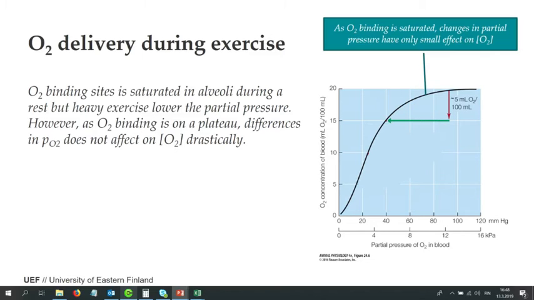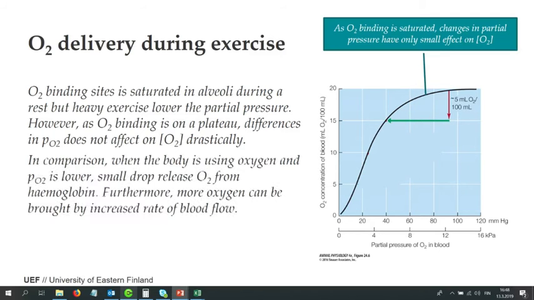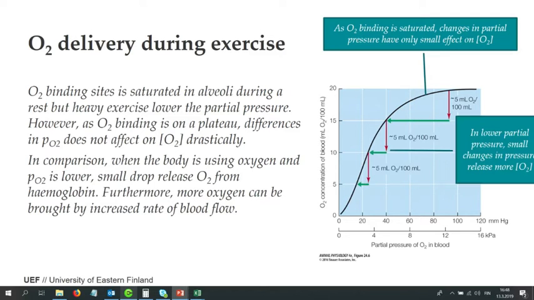But then near the skeletal muscles, etc., where the partial pressure is lower, even a small drop in the partial pressure is releasing a lot of oxygen. And that's why we can carry more oxygen for the cells that are using a lot of oxygen. And furthermore, when we are exercising, we are increasing the blood flow, and that causes that we can get more hemoglobin and more oxygen for these tissues.